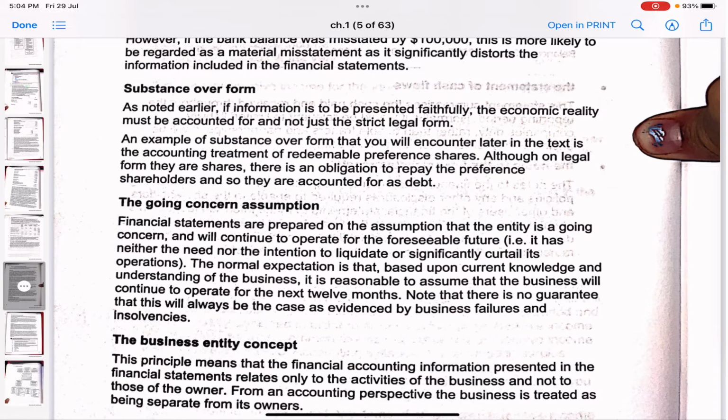Okay, we'll come to what equity shareholders are and what preference shareholders are later on. But what you need to understand here is substance over form, which means if you need to present something faithfully, you need to show things as they really are. If something is a debt, you need to show it as a debt. If something is a profit, you need to show that. You need it to be in substance form.